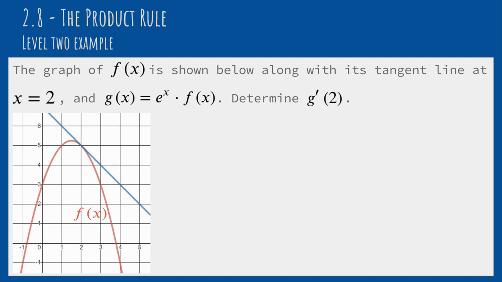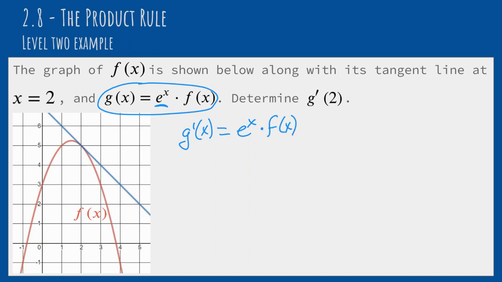So just like the last problem, I'm going to take this equation right here and take the derivative using the product rule. So the derivative of g is going to be the derivative of the first. The first is e to the x. Derivative of e to the x is e to the x, times the second, plus the first, so the first function is e to the x, times the derivative of the second. Now we want to find g prime of 2, so we're going to plug 2 in for x.